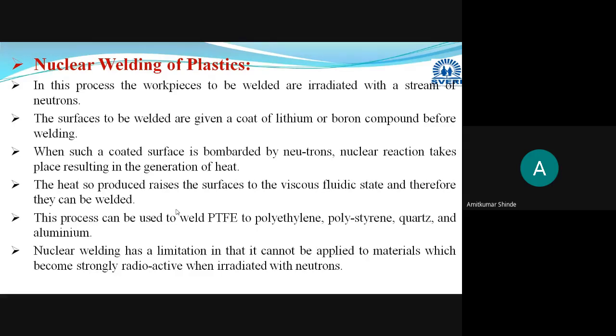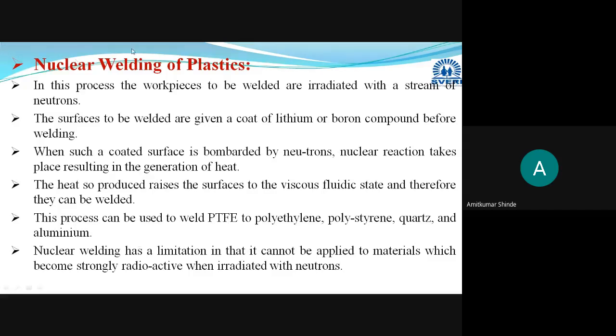In the advantages, if properly controlled, more strength can be obtained in the joint. Quality is very good, and cycle time is also very less. This you can write in the advantages. In disadvantages, you have to control the flow of neutrons. A larger flow will result in brittleness of that material, and it cannot be used for material which becomes radioactive when it comes in contact with the neutrons. These are the applications, advantages and disadvantages.